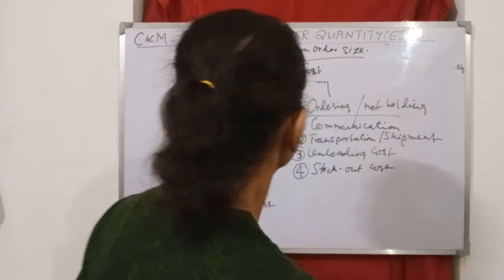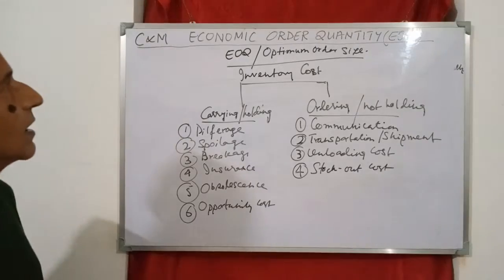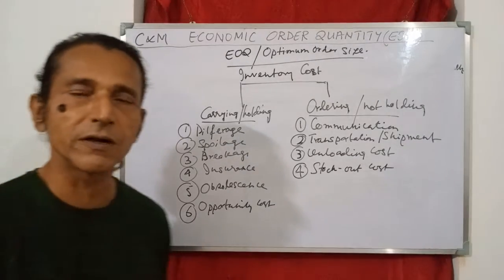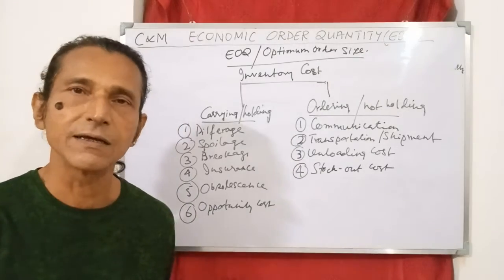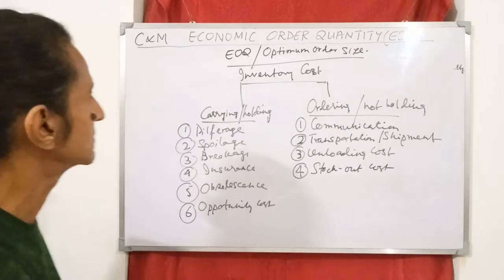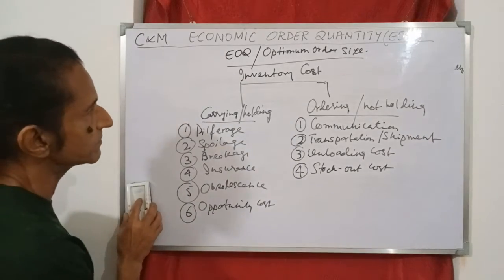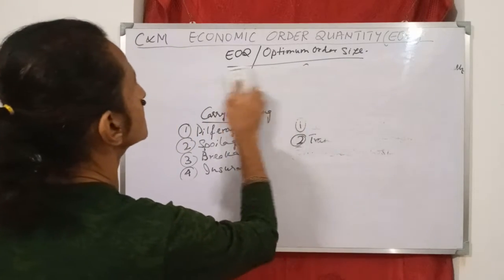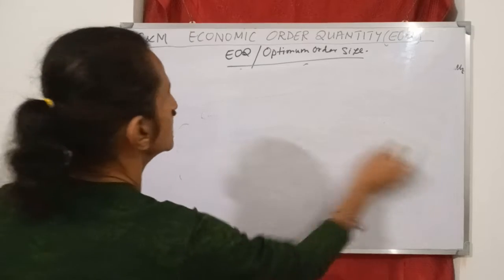Now I will derive the formula of economic order quantity arithmetically and with the help of calculus. I am erasing this part, okay?